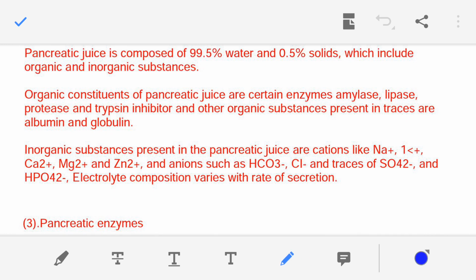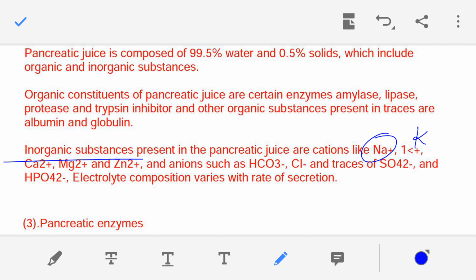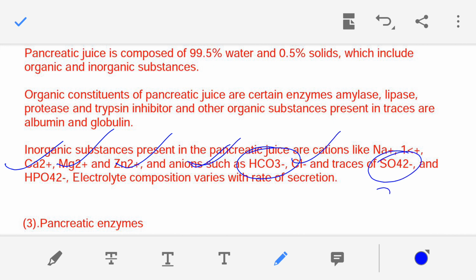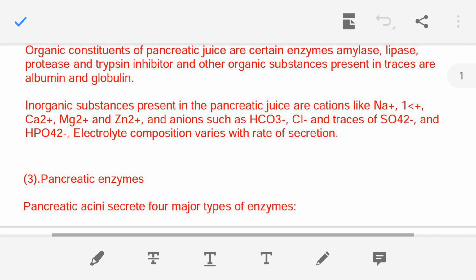Now in inorganic substances, mainly the positive ions, cations, Na plus, then K plus, then Ca twice plus, Mg twice plus, Zn twice plus. HCO3 minus, these are the anions, negative ions, Cl minus, SO4 twice minus, and HPO4 twice minus. So these are the anions that are present.